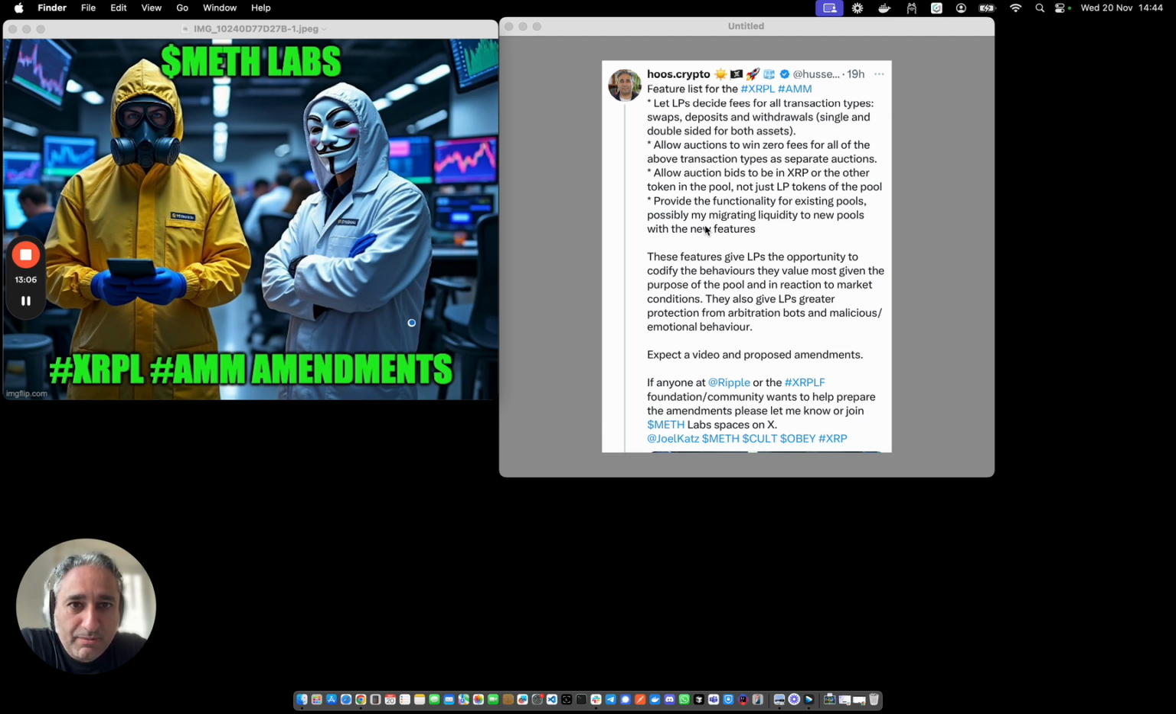So those are the first few. And then what have we got next? Provide the functionality for existing pools. Yeah, really important here, okay? The escrow amendment for the issued assets on the XRPL, I understand, is not backward compatible. Probably for good reason, right? But that's a real shame.